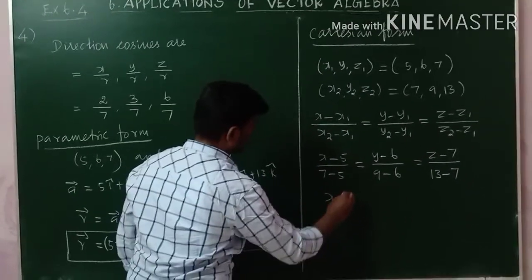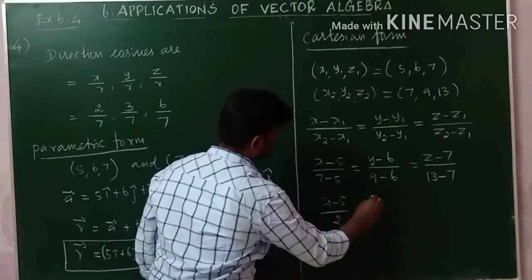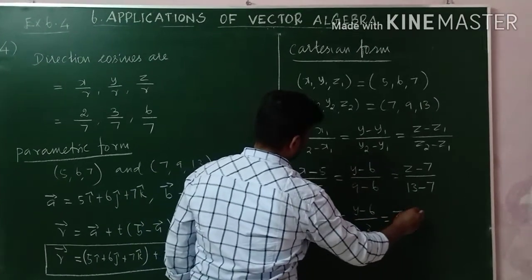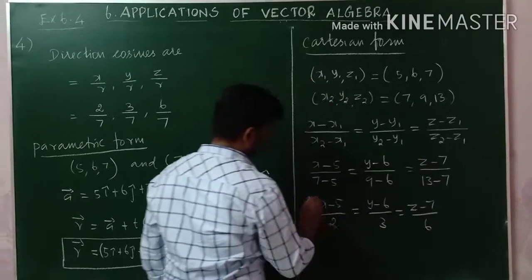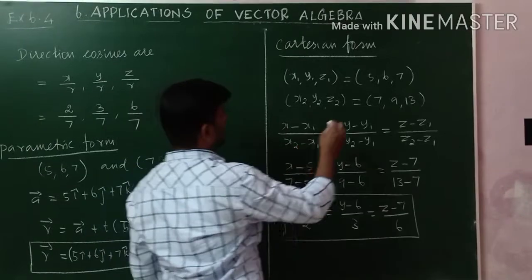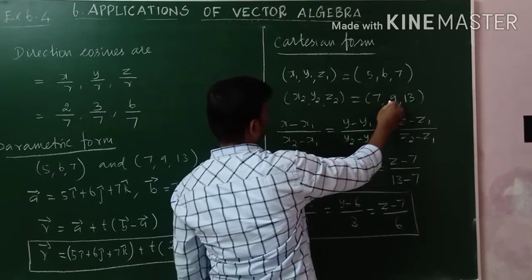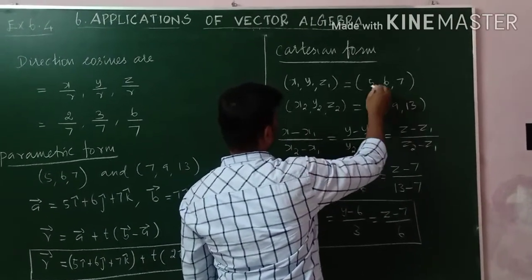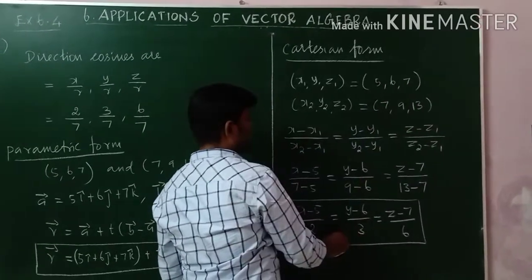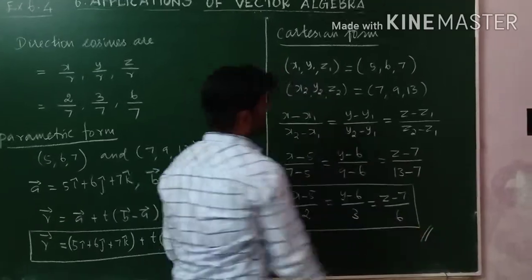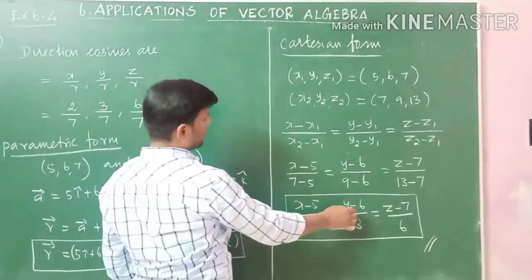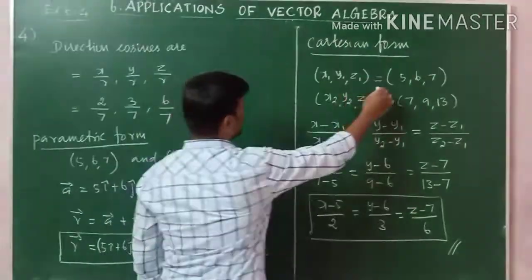So x minus 5 by 2 is equal to y minus 6 by 3 is equal to z minus 7 by 6. So this is one of the forms. Suppose we take the first point as 7, 9, 13 as x1, y1, z1 and the second point 5, 6, 7 as x2, y2, z2, we will get a different form. So this is the required Cartesian form of the equation of the straight line passing through these 2 points.